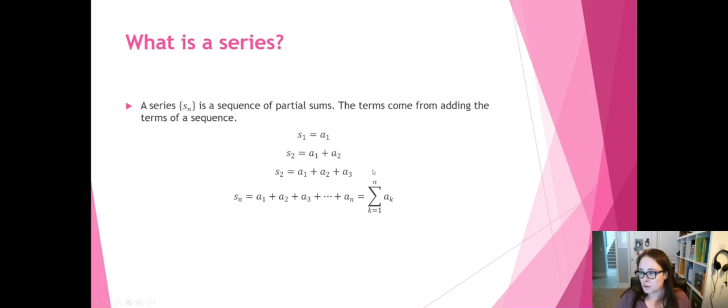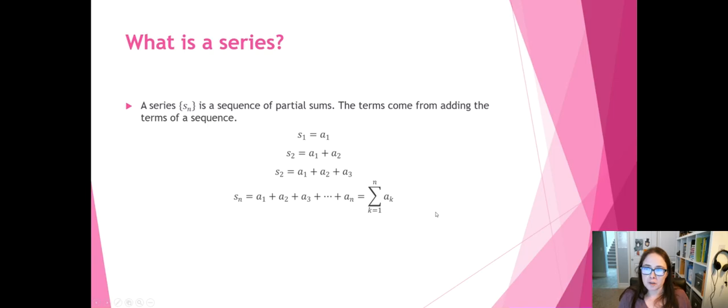And I can write that using the summation notation, which is nice and compact. So it's a sub k, where k starts at 1 and goes to n. Okay, that k is referred to as the index. So if you're referring to the index, I'm talking about those k values there.